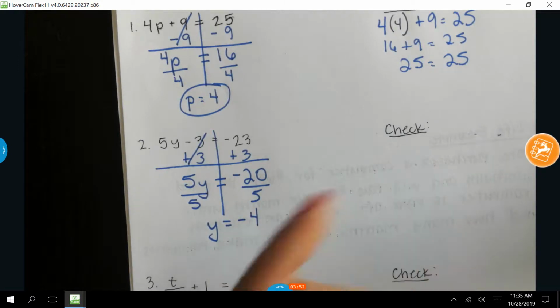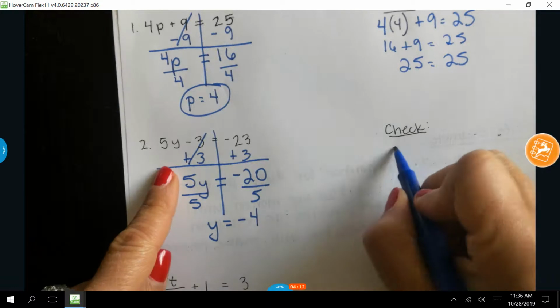When you're doing your check, if it doesn't work, try the opposite sign on the number you got. So say you accidentally put 4 and it didn't work, try negative 4. Or if you get 18 and that doesn't work, try negative 18. Because more often than not, that's the problem. It's just the sign on your answer.